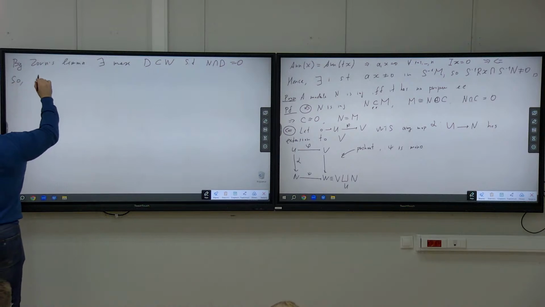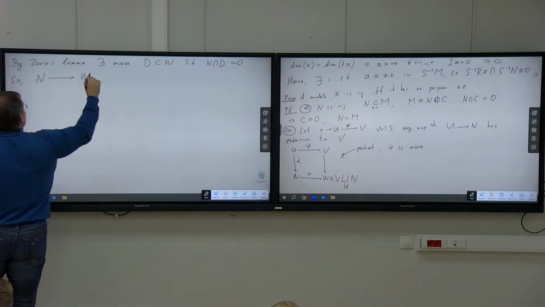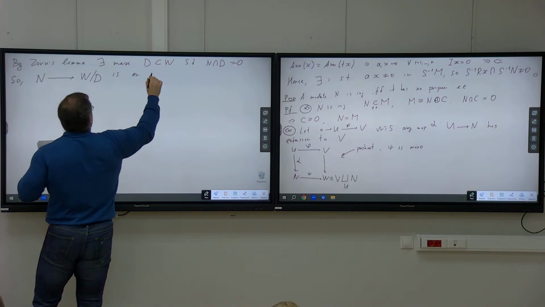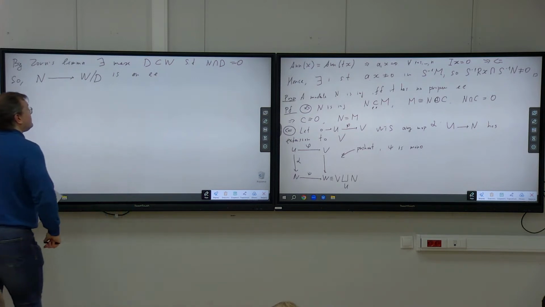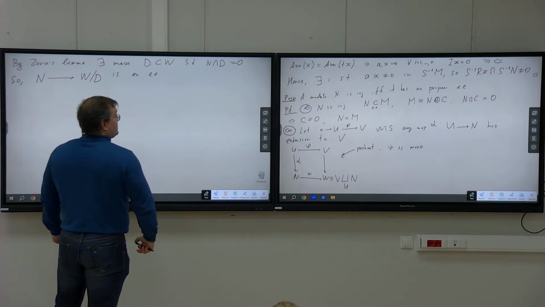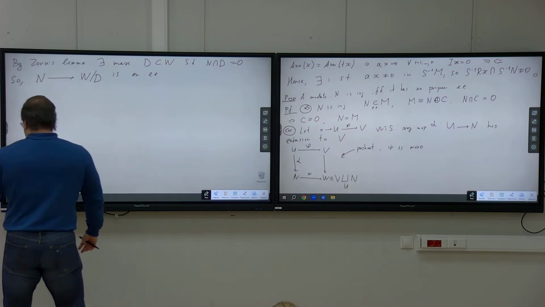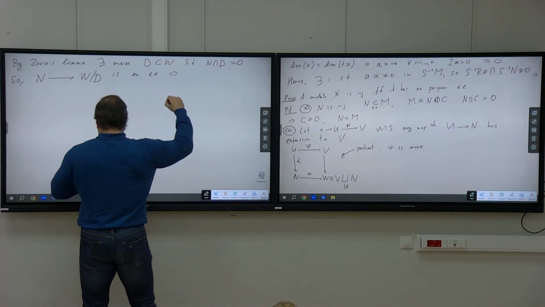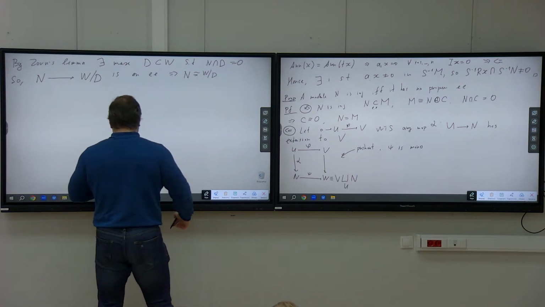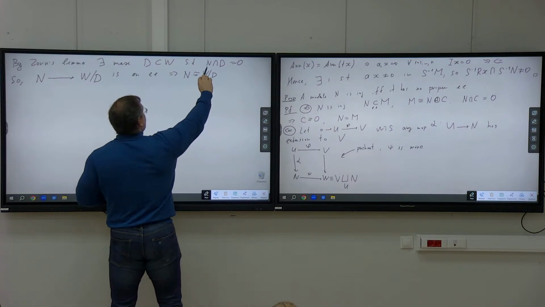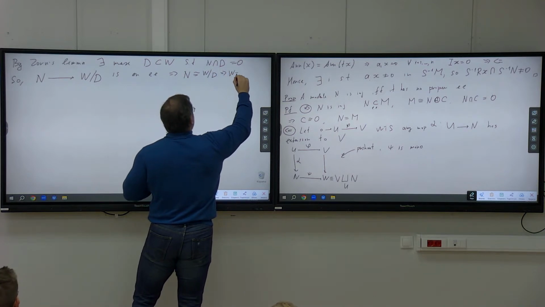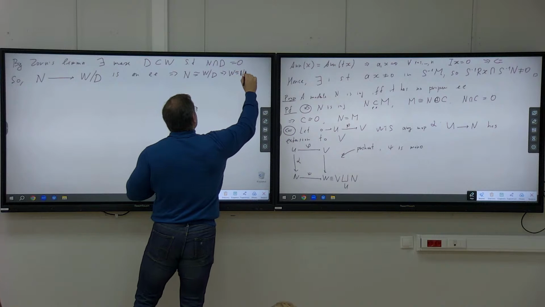So the map from N to W modulo D is an essential extension by construction. And we know that N doesn't have any proper essential extensions. So we conclude that N is isomorphic to W modulo D. And notice that the intersection of N and D is 0. So we can say that W is isomorphic to a direct sum of N plus D.